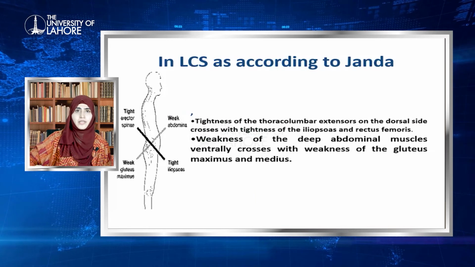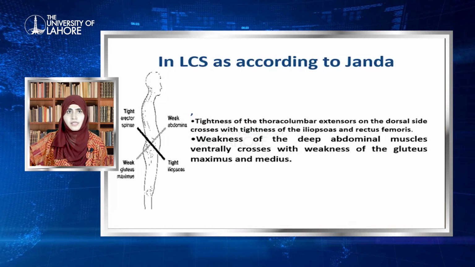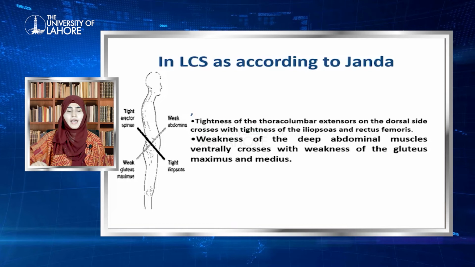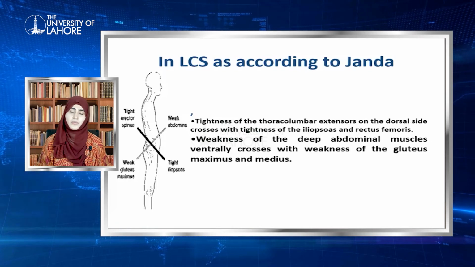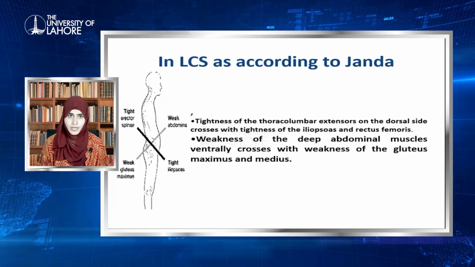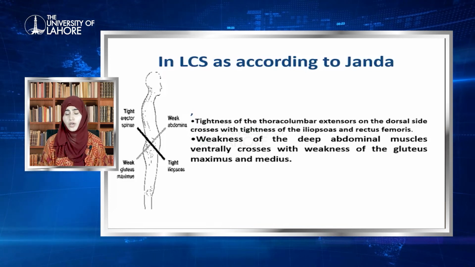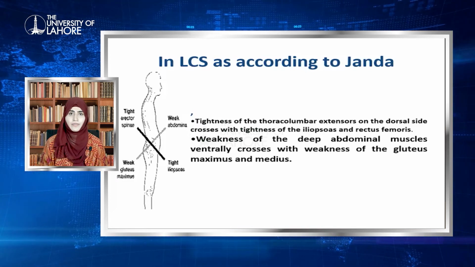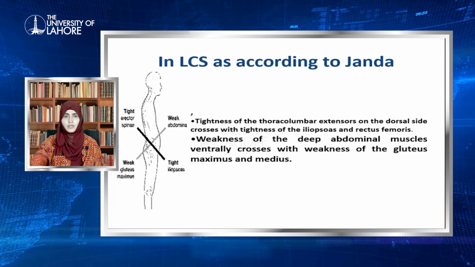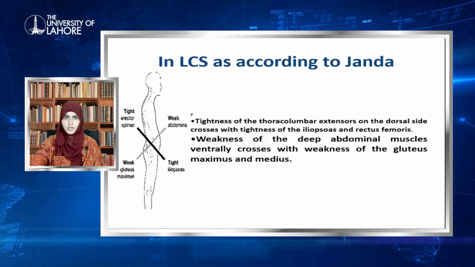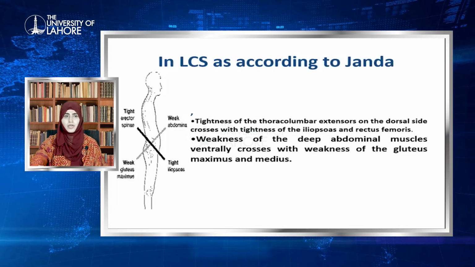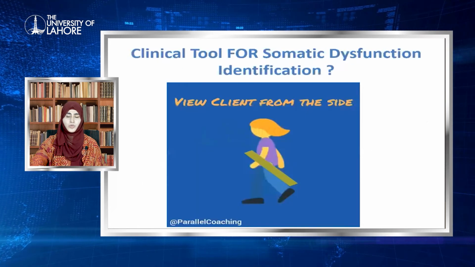As a description of somatic dysfunction, here I would like to discuss lower cross syndrome. That is a very common example of somatic dysfunction. We can say that some of the muscles in this region become tightened because of continuous overactivity, and some of the muscles, as they are not active very often, go into the inhibition phase. Thoracolumbar extensors on the dorsal side cross with the tightness of iliopsoas and rectus femoris, and the weakened muscles are abdominals and also the glutei, both medius and minimus.